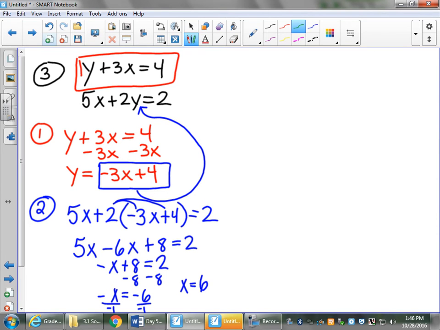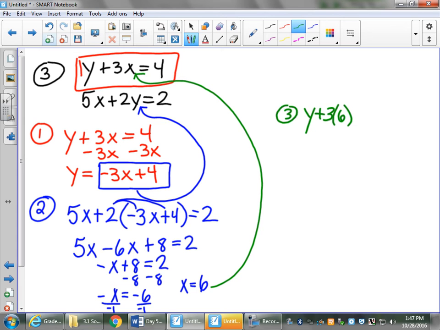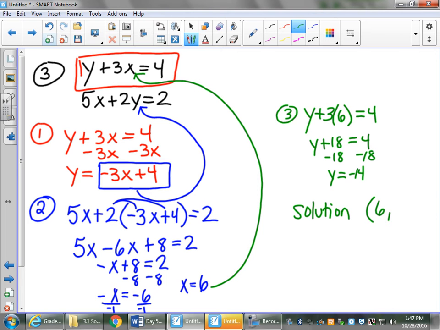Step 3, we're going to take what x equals and go ahead and sub that into one of the original equations to find y. I'm going to sub it into this top equation for x because the y looks easier to solve for there. So for step 3, y plus 3 times 6, I'm subbing it in for x because this is an x value, equals 4. Y plus 18 equals 4. If I subtract the 18, I'm going to get y equals negative 14. So my solution is 6 comma negative 14.